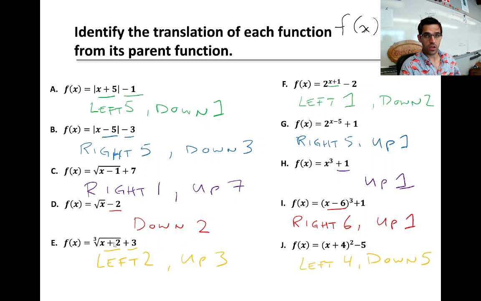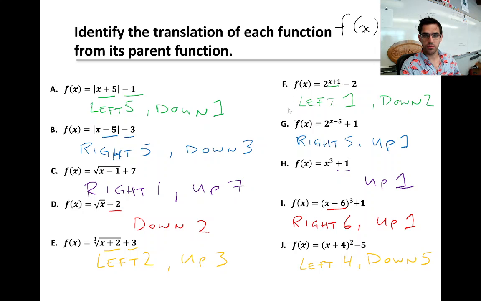For E, we have a cube root function. Our input's being added 2, so our h value is negative 2. We're going left 2 units. Our k value is positive 3, so we're going up 3.